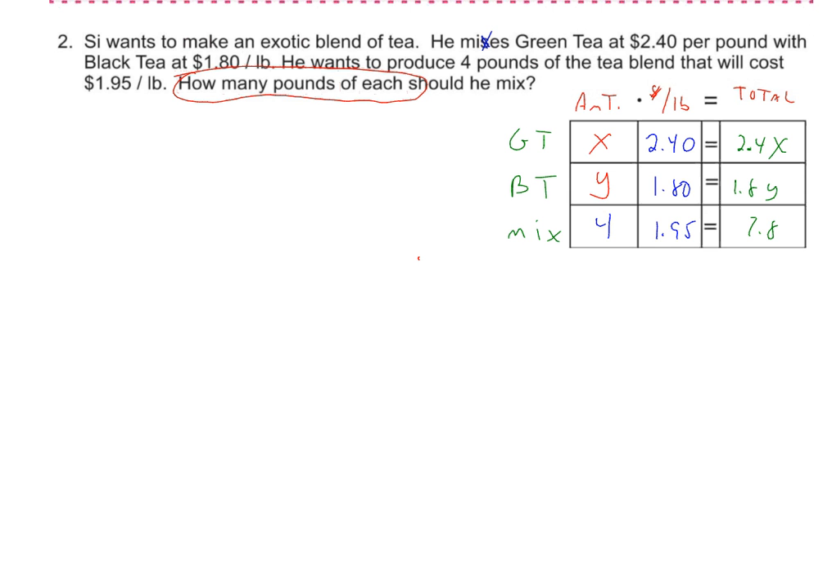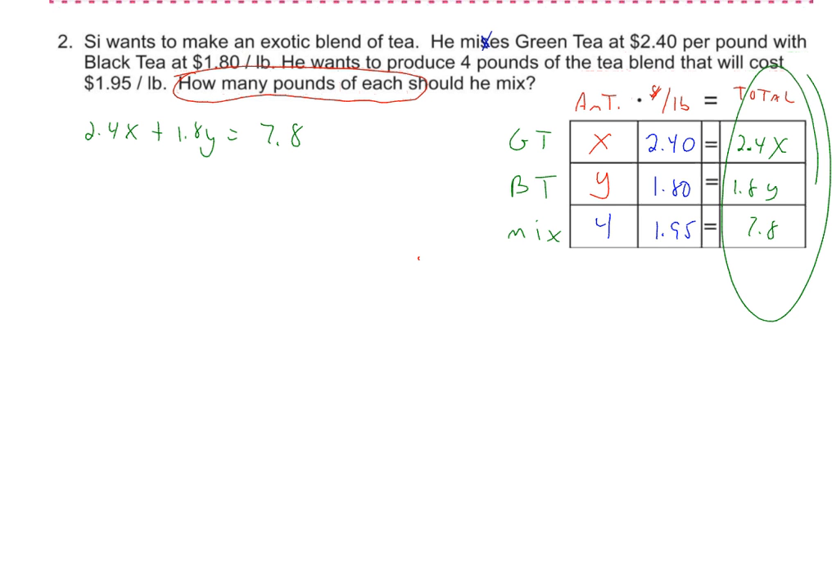Adam. 2.4x plus 1.8y equals 7.8. Ding, ding, ding! 2.4x plus 1.8y equals 7.8. Yes, it does. The total amount of money of the green tea plus the total amount of money of the black tea gives you the total amount of the mix. That is true. He got his equation from a variable column.